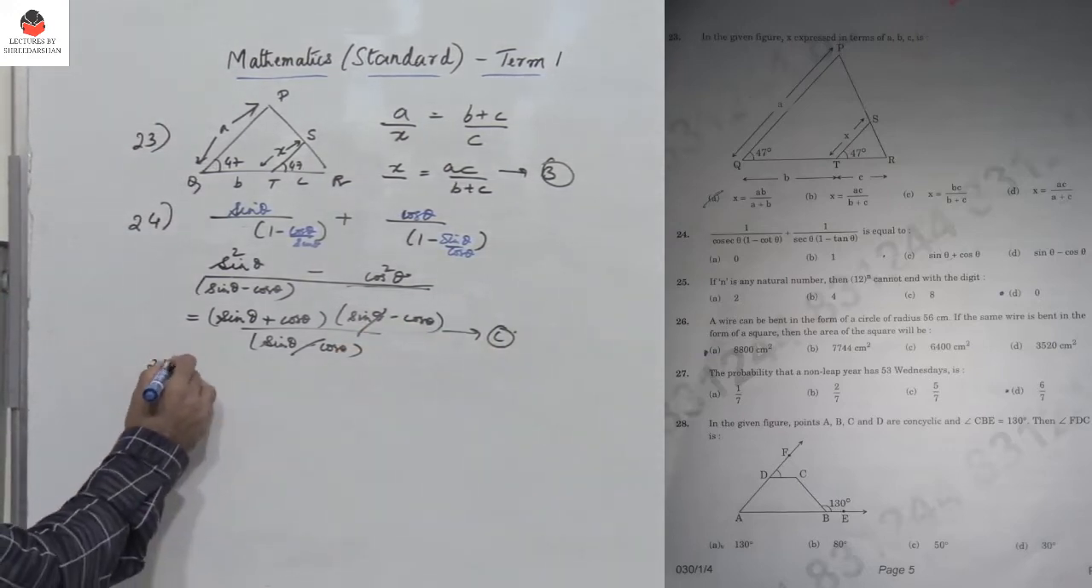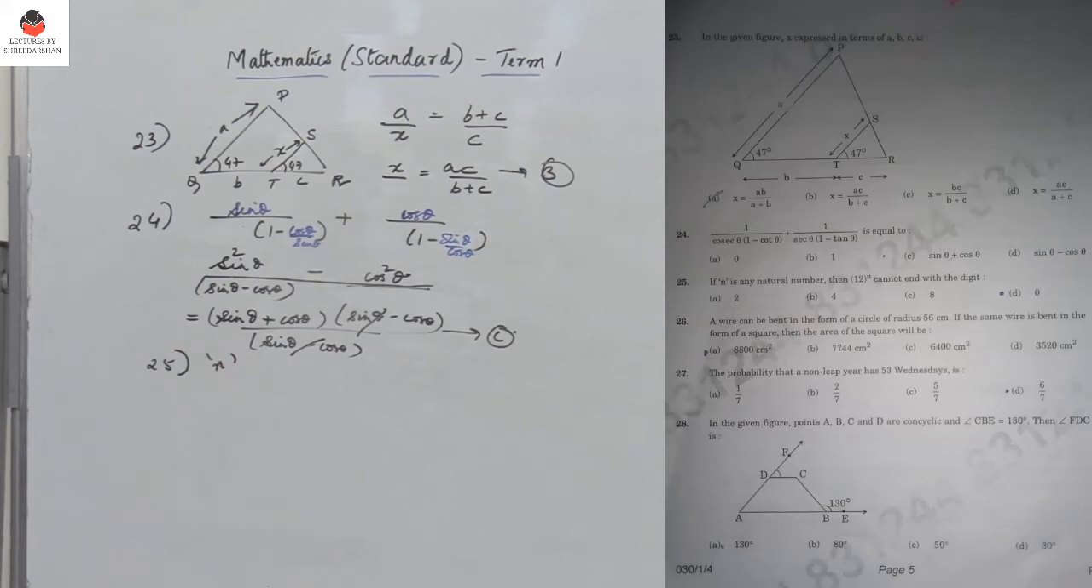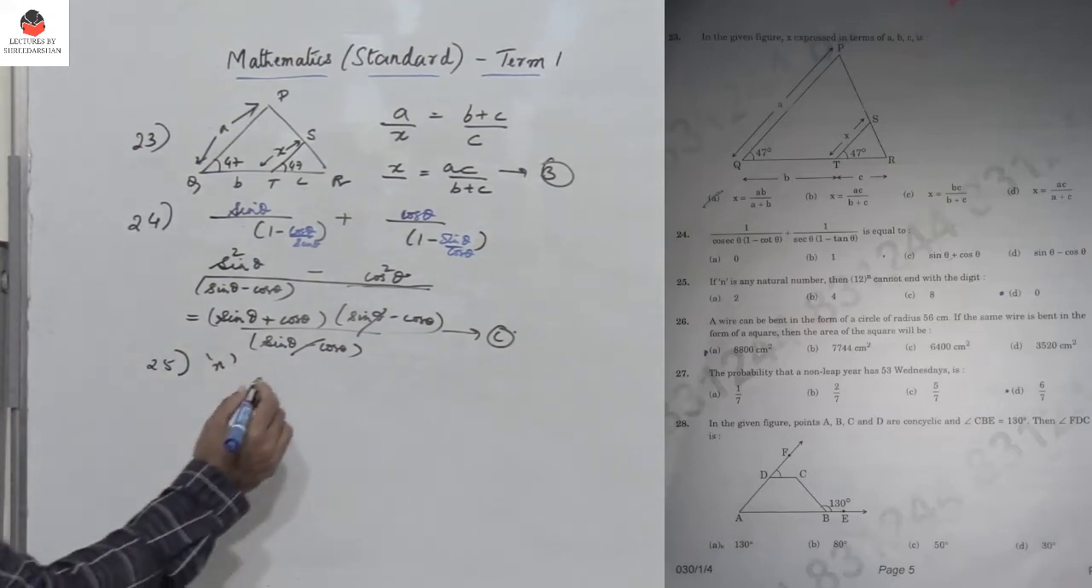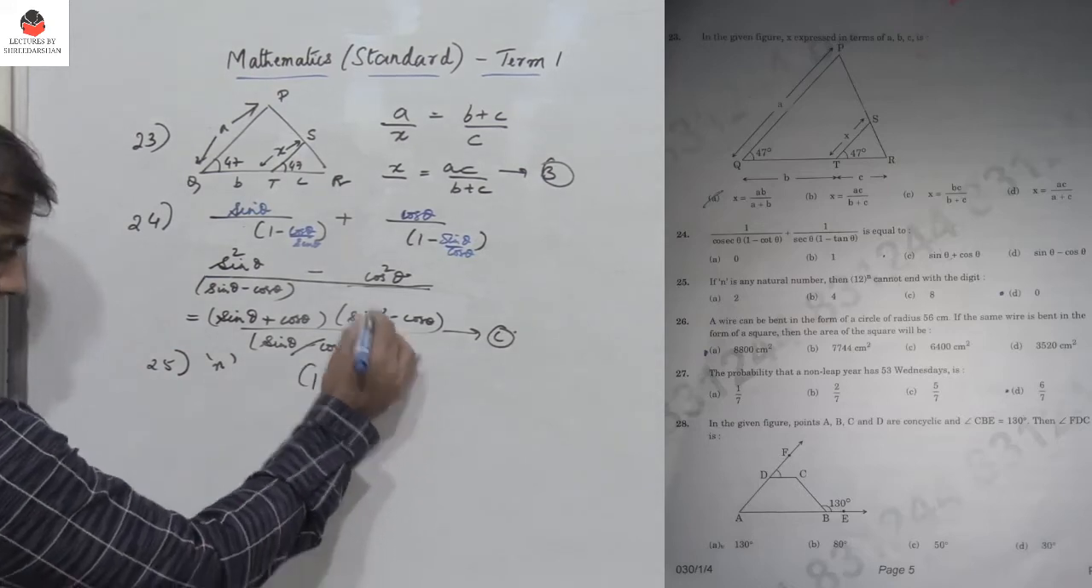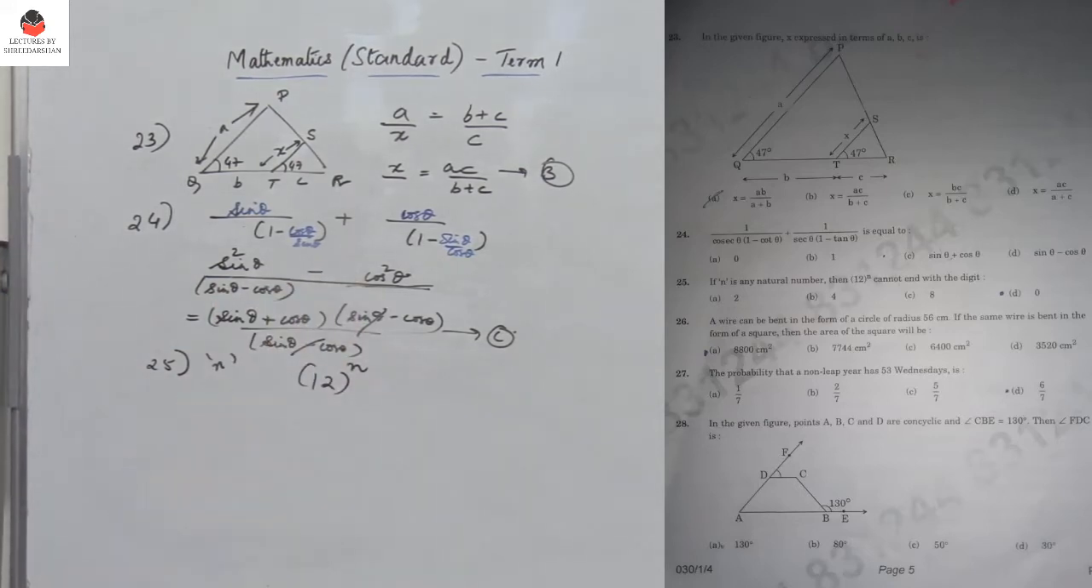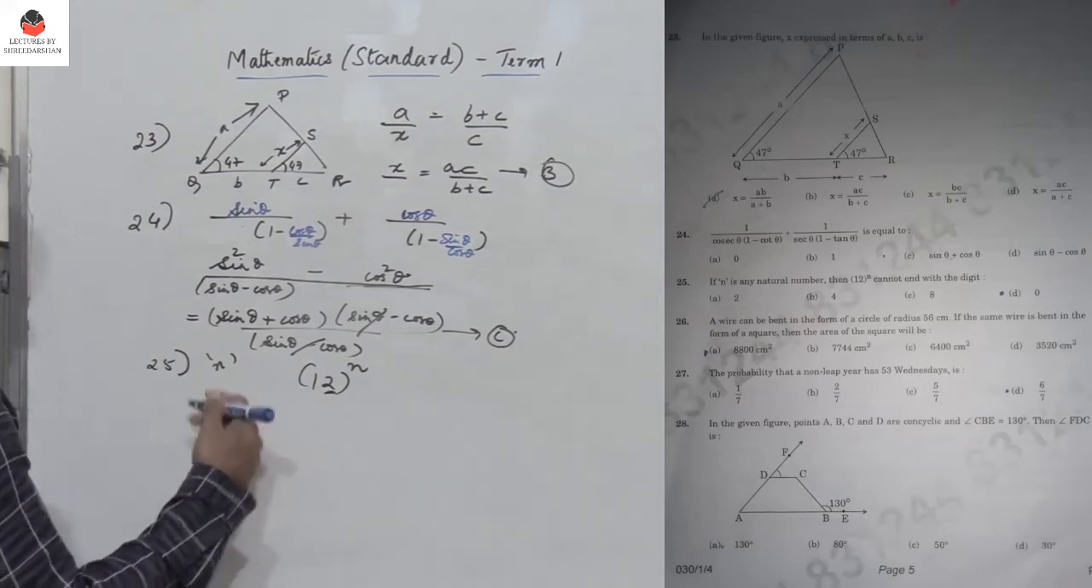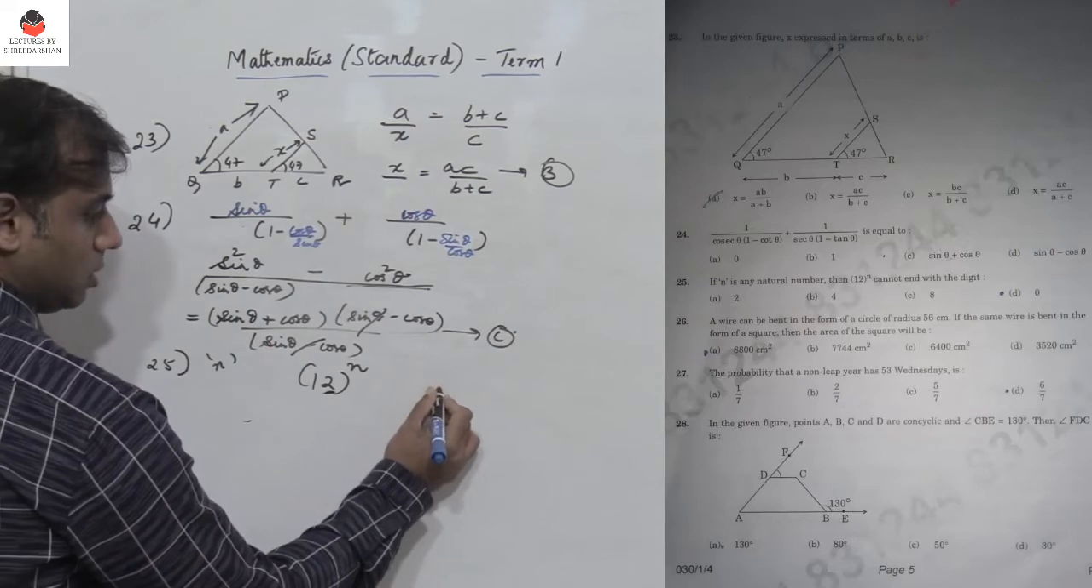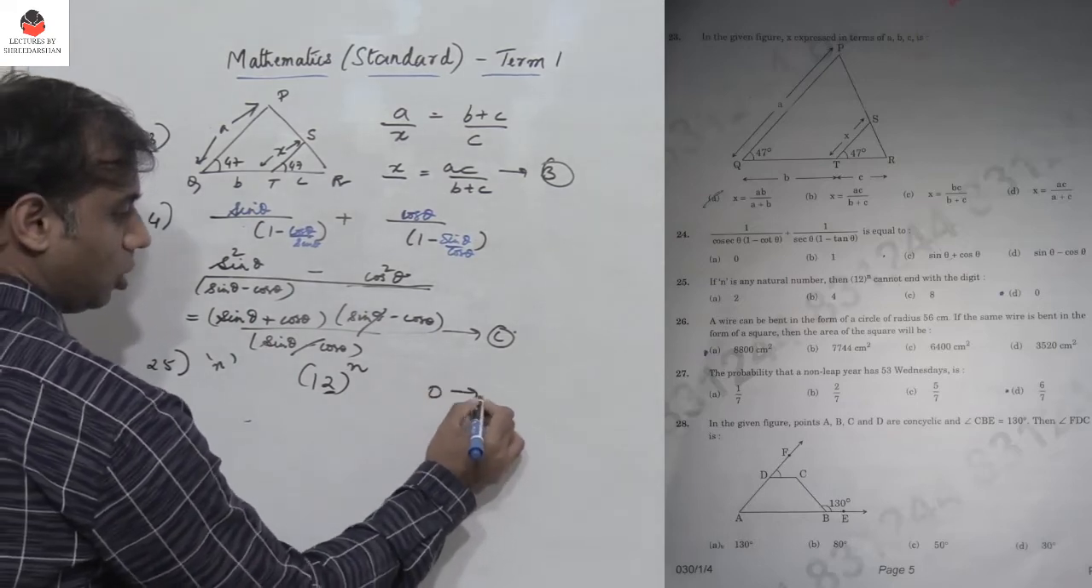Next, 25. If n is any natural number, then 12 power n cannot end with. So since you have 2 here, n is any natural number, right? So it can be 1, 2, 3, 4 and so on. So since the final digit is 2, it cannot end with 0. So the answer is 0, option D.